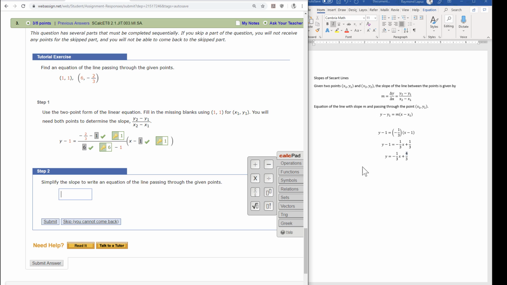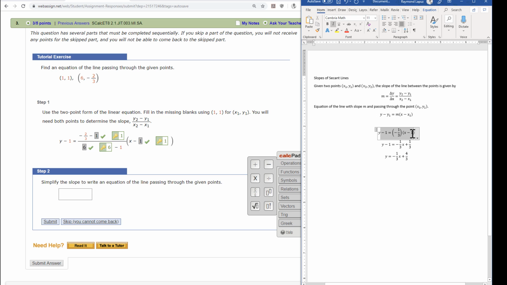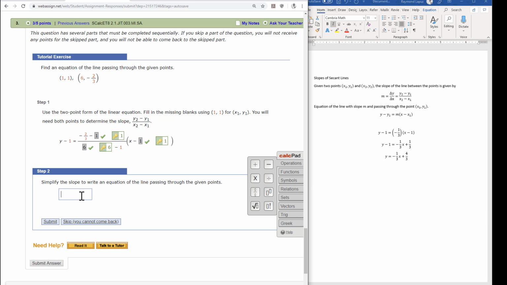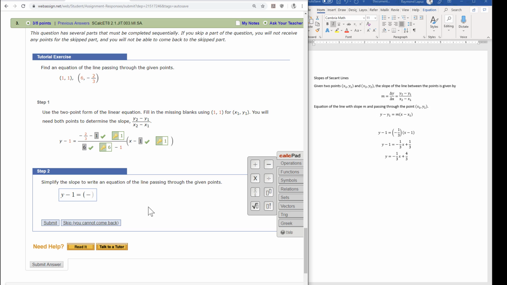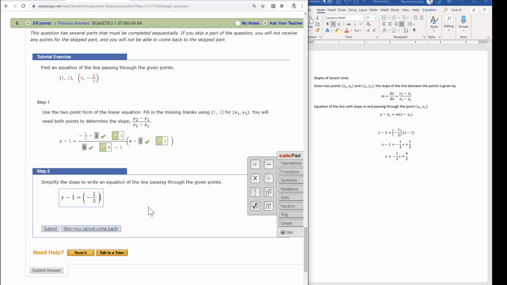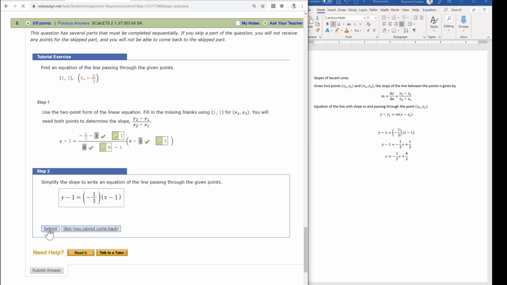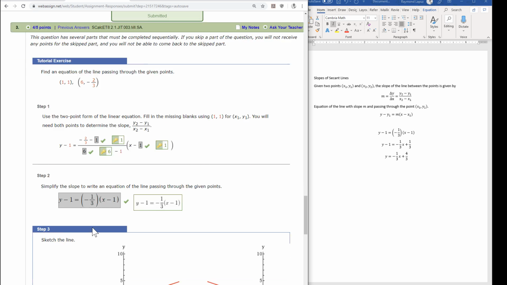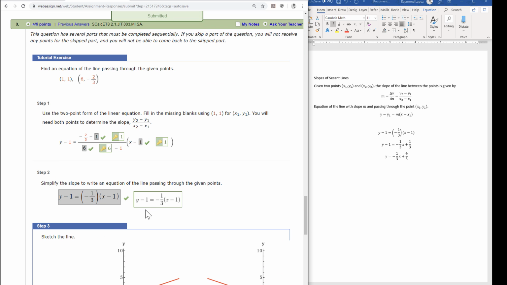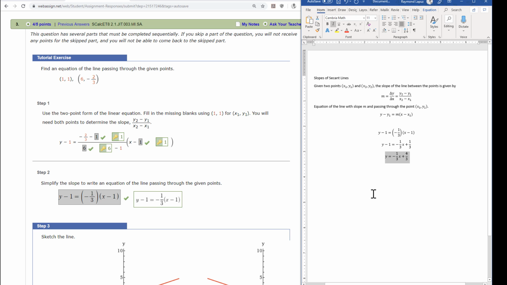So we can write it a bunch of different ways. I will try to write it like this, point-slope form with a simplified slope. So I have y minus 1 is equal to negative 1/3 times (x minus 1), and if it takes it, then we're all good. And I think that's good. If it didn't take it, then we could have rewritten it in slope-intercept form, and that would have worked too.